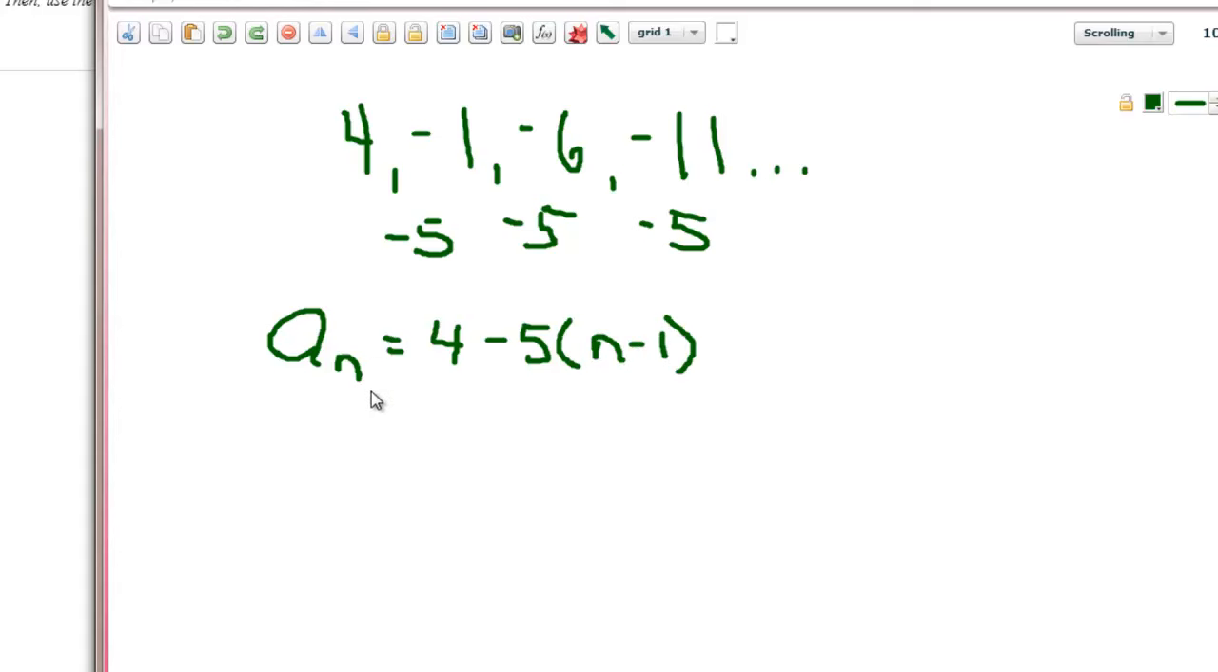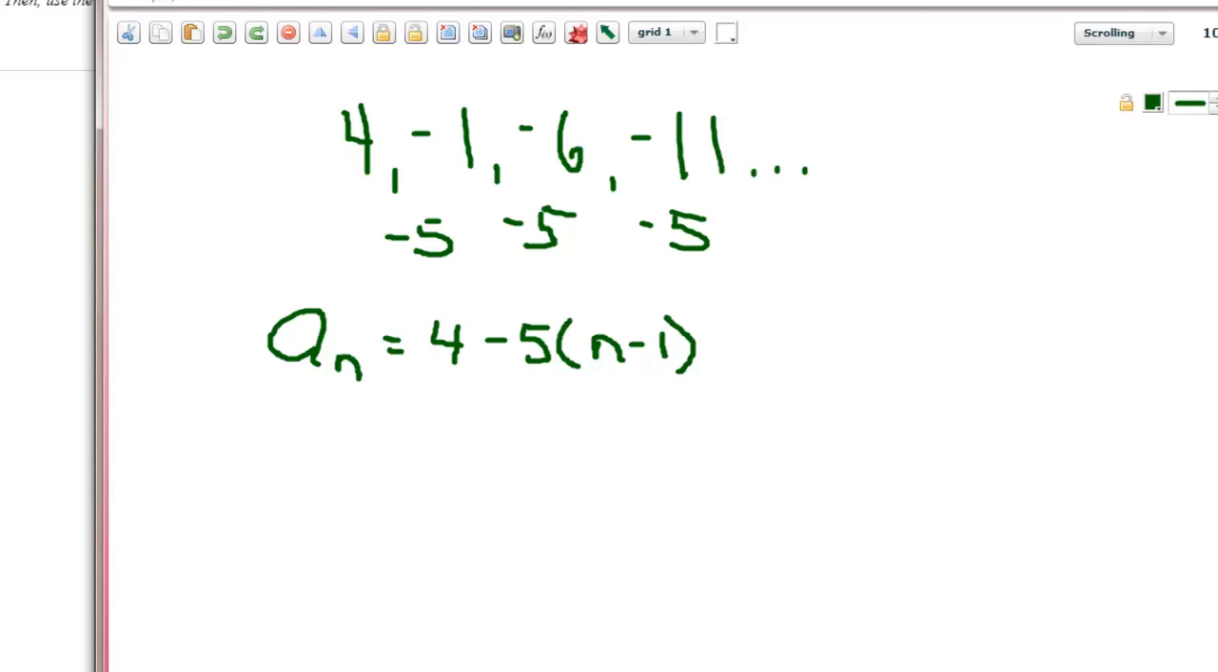Now let's make sure this actually works. The first term is going to be 1. If that was 1 minus 1, which is 0, negative 5 times 0 is 0, so it ends up to be 4. It works. Second term, 2. 2 minus 1 is 1. Negative 5 times 1 is negative 5. 4 minus 5 is negative 1. So this does hold, so we're good here.